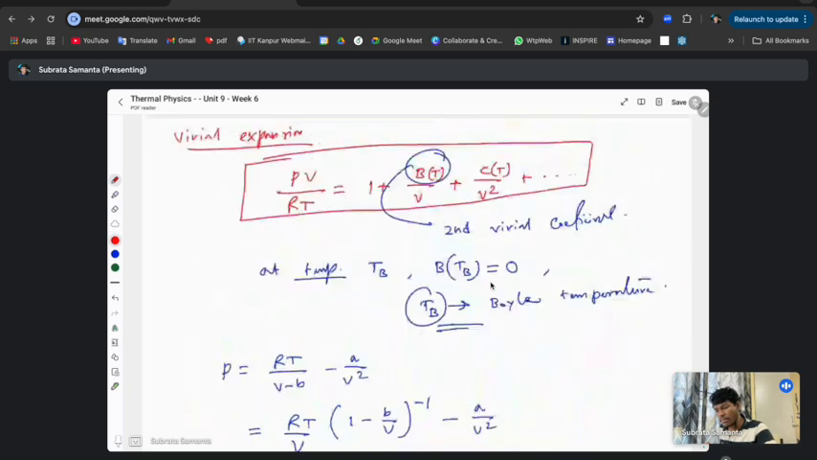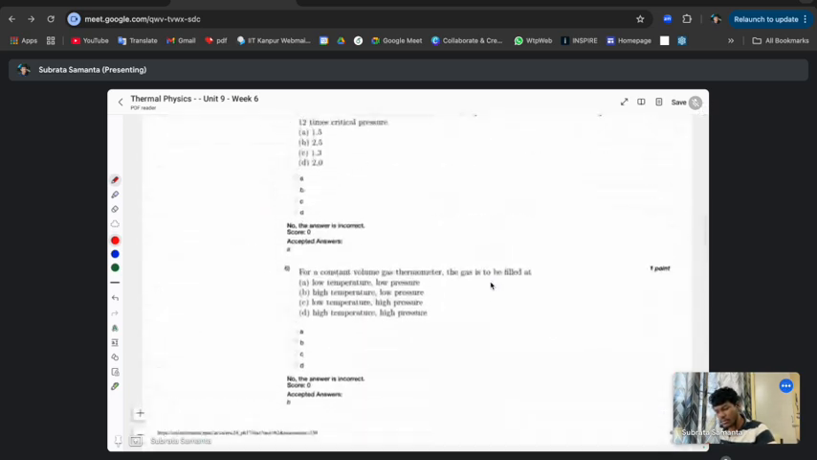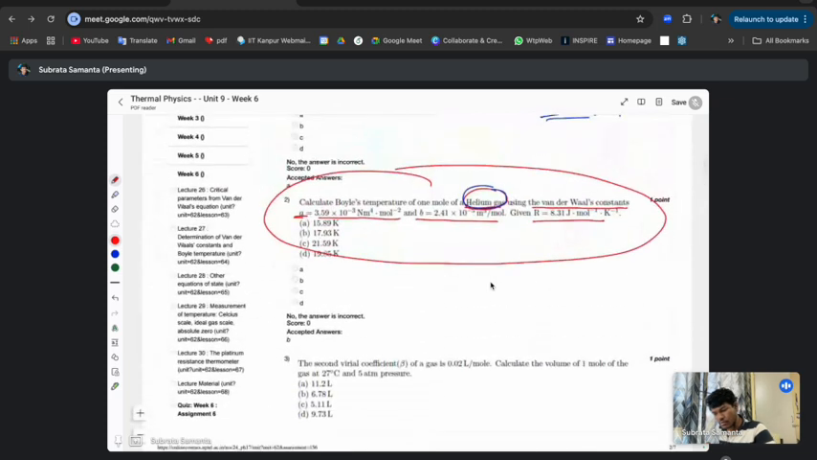Now in the problem the value of A is given. So what is the value of A? Yes, this one, 3.59. So your Boyle temperature TB is A over RB. Plug in these values: 3.59 times 10 to the power minus 3 over the R value 8.31 times 2.41 times 10 to the power minus 5.